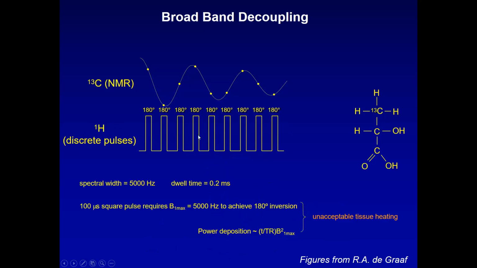So then there's broadband decoupling. I'd like to highlight these slides are from Robin de Graaf. So here is the same carbon-13 FID, and now we apply a series of discrete pulses with appropriate, these are 180 degrees, and appropriate spacings and durations. And that will work, and you can make it broadbanded. But it takes a lot of power, and we get a lot of tissue heating. So that doesn't work so well in vivo.